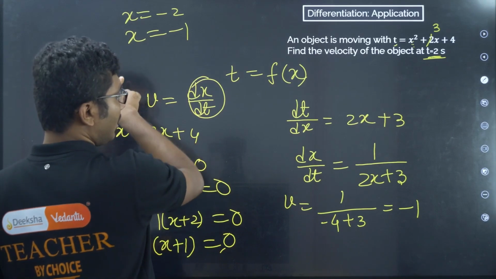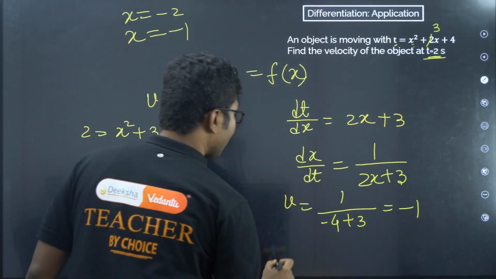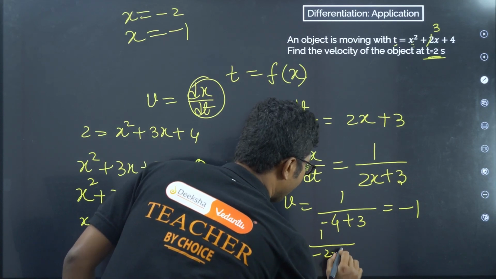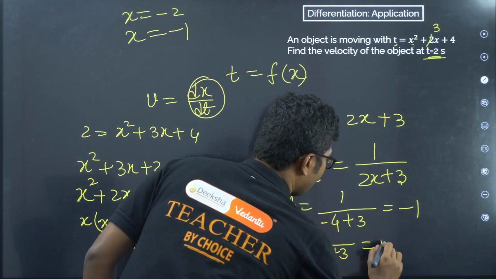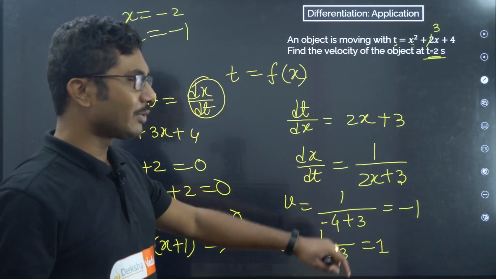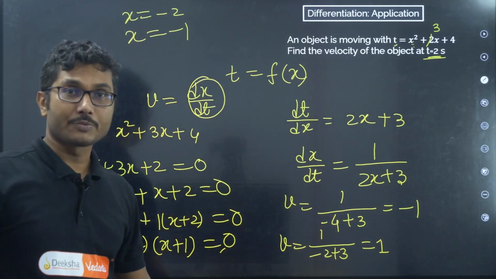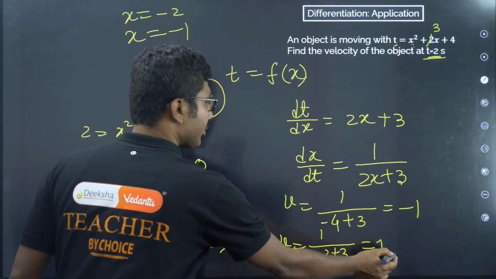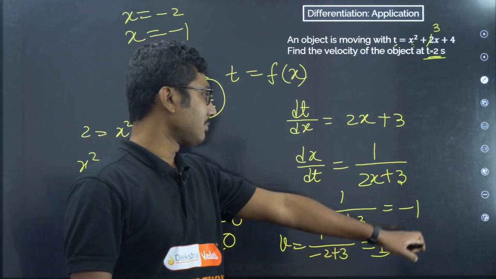Now let's put x equals minus 1. So v equals minus 2 plus 3, that is 1. So in one case it is minus 1, in another case it will be plus 1. Now if the option is given, if velocity is positive only, then positive means plus 1, negative means minus 1.